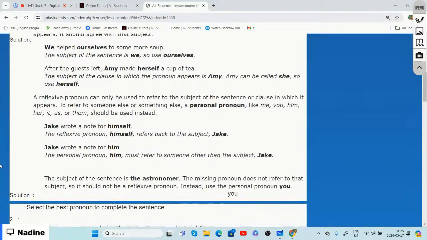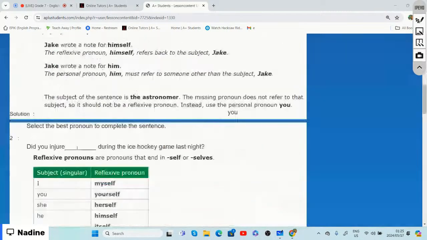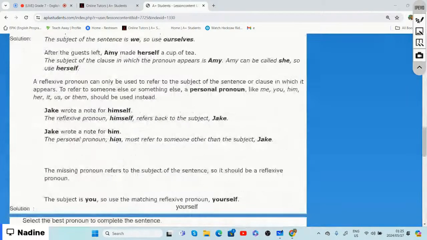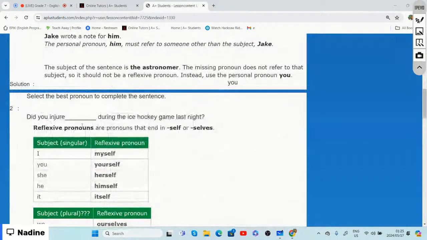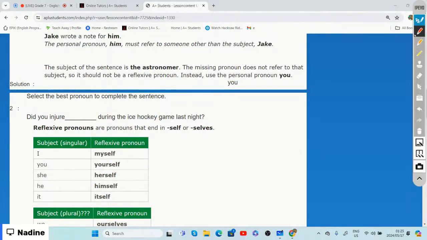All right. So we're going to the next one. It says, did you injure during the ice hockey game last night? So if we refer to that one, then we would say that is a reflexive pronoun, because then we say, did you injure yourself during the ice hockey game last night? And that is a reflexive pronoun, which refers back to the subject.